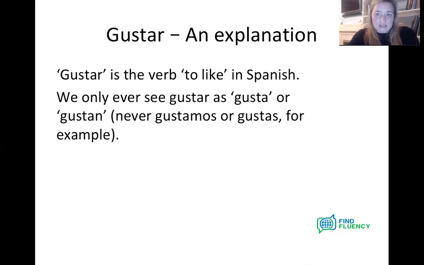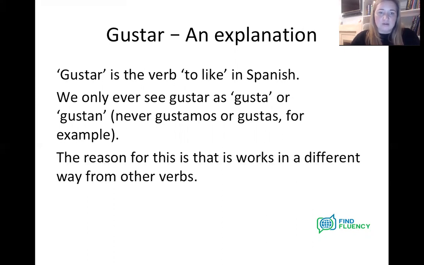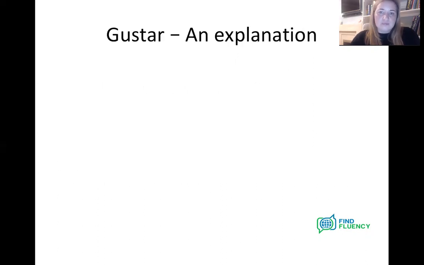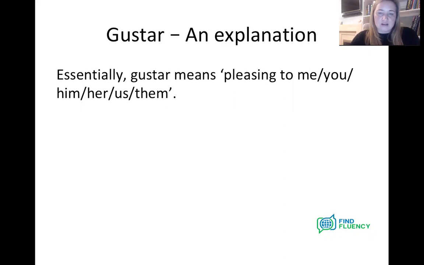So when I say present tense, in case people aren't familiar with that, I mean we're talking about the now. So it's not will, it's not did in the past, I liked. It's not that, it's I like, we like, he likes, she likes. So in the present tense, we only ever see gusta or gustan, the third person part of the verb. The reason for this is that it just works in a completely different way from other verbs. Okay, so further explanation of that.